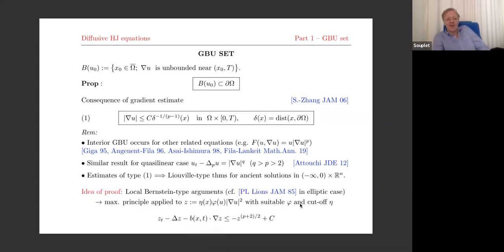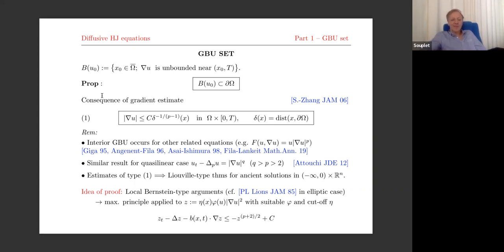How do you prove such a gradient estimate? It's just a variant of the classical Bernstein technique, localized in space. In the elliptic case, for stationary solutions, this was done by Pierre-Louis Lions in the 80s. And these techniques can be modified to the parabolic problem. Basically, the idea is to consider an arbitrary function of this form: eta is a cutoff, phi is some suitable nonlinear function, and |grad u|². You try to show that this satisfies a good enough parabolic inequality, and you apply the maximum principle. That's the way it goes.